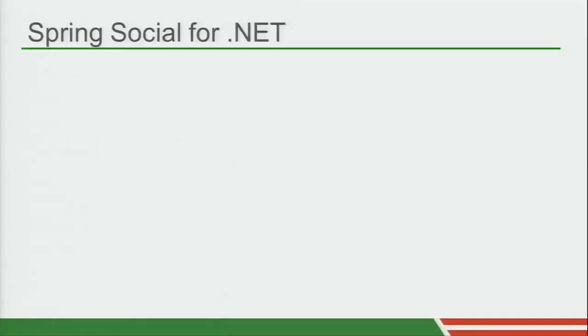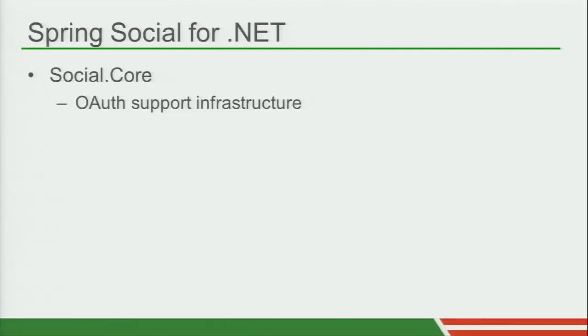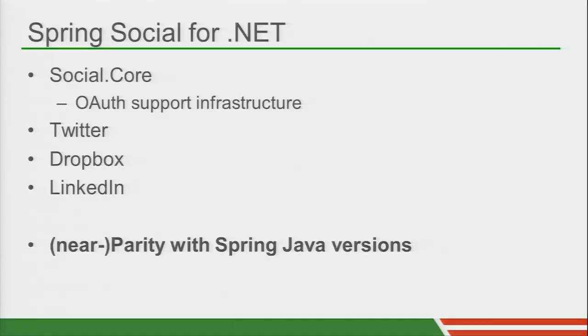Briefly talk here about Spring Social. So Spring Social on the Java side involved a variety of different projects. We have similar projects for some of these on the .NET side. Social Core is where we actually have our OAuth support infrastructure that drives a lot of the rest of this kind of stuff. We have support for Twitter, Dropbox, and LinkedIn on the social side. These are reasonably complete, comprehensive ports of what's going on in these stacks in Java, near parity.